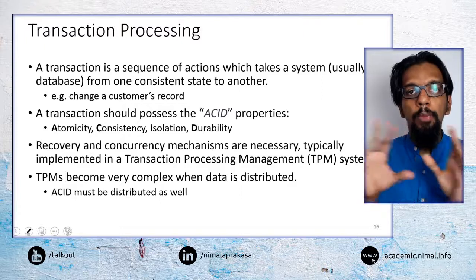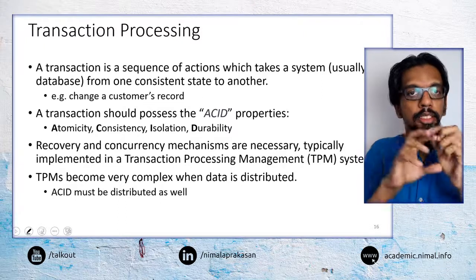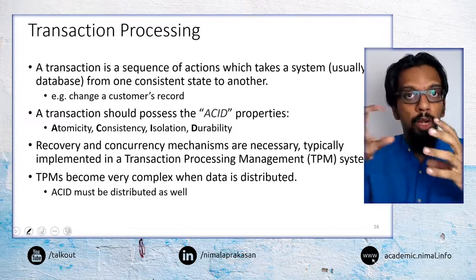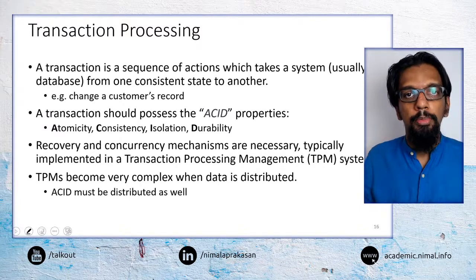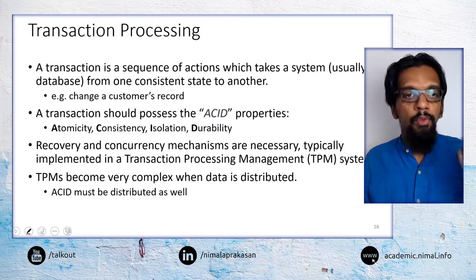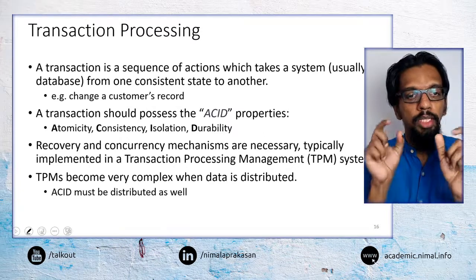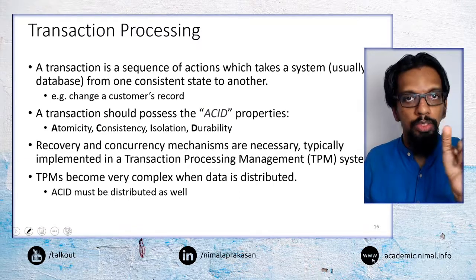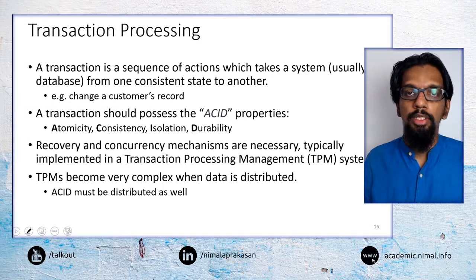So when we are talking about this type of access between clients and servers, particularly with multiple data sources, multiple data access points, one of the things that we have to think about is transaction processing. And one of the things that we would want to have is what are called the ACID properties.